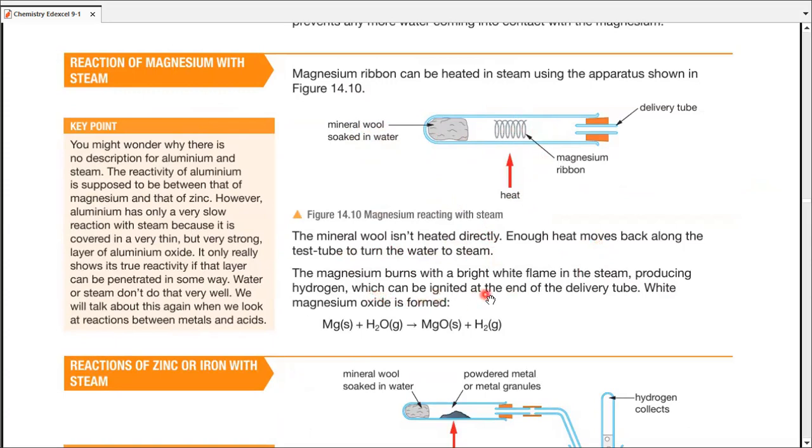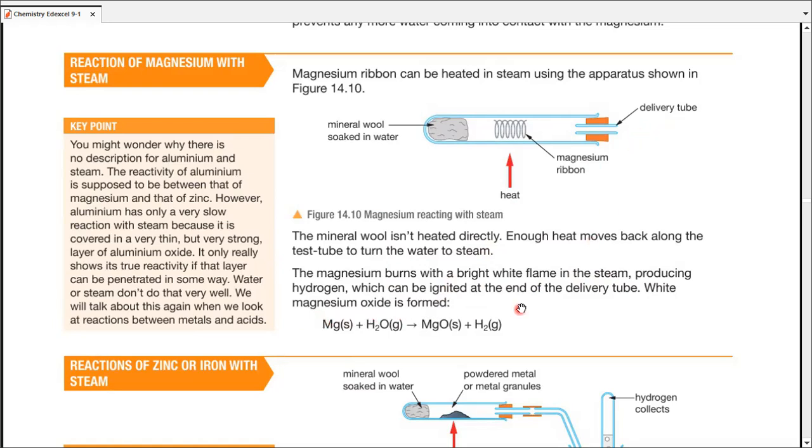The magnesium burns with a bright white flame in the steam, producing hydrogen, which can be ignited at the end of the delivery tube, which actually ignites in the form of a small pop. You are going to hear a good popping sound out of it. This is a really fun experiment for students.